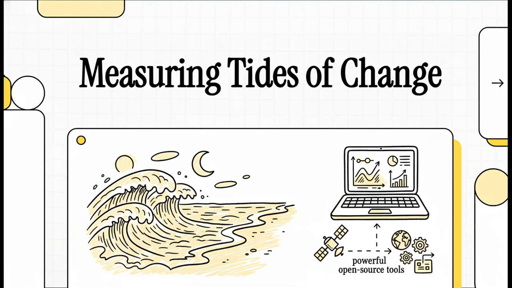You know, our coastlines are never really static, are they? They're constantly being reshaped by waves, tides, and of course, rising sea levels. But how on earth do we actually measure these changes accurately? Well, today we're going to dive into some incredible open source tools that are completely revolutionizing how we keep an eye on our planet's shifting shores.